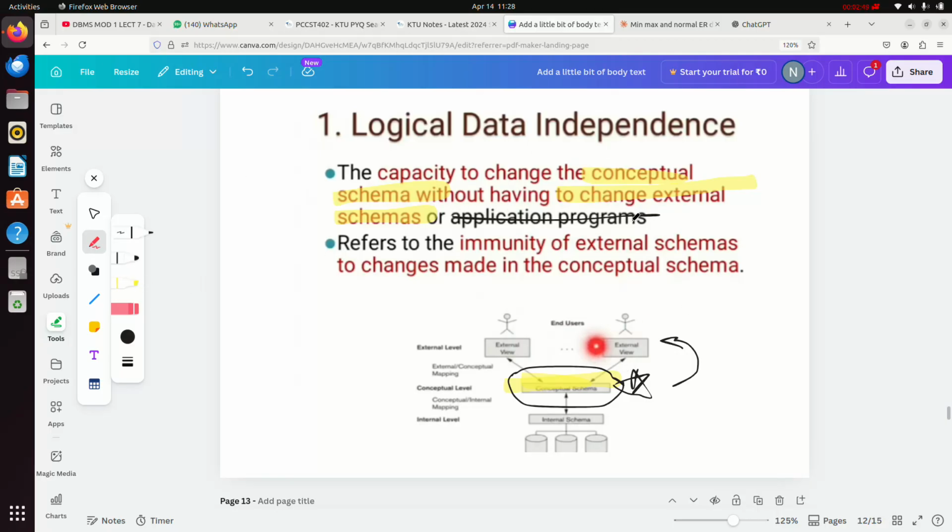Whenever the conceptual schema is changing, there should be no change in the external schema or the application program. This is referring to the immunity, that is, the external schema has an immunity to the changes made in the conceptual schema. So when the conceptual schema changes, there is no change in the external schema or application program, and that is called logical data independence.